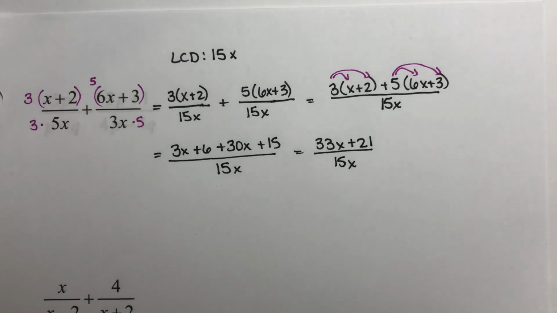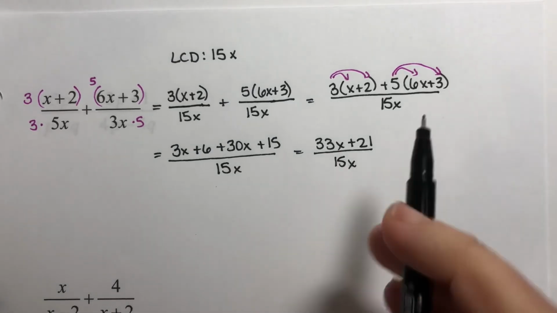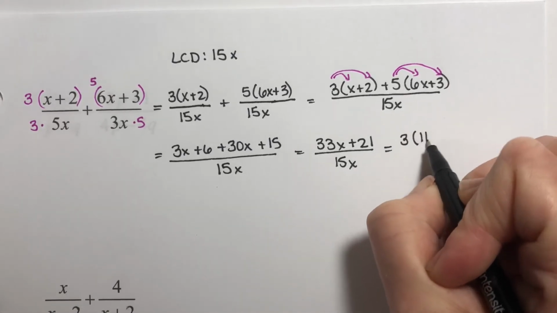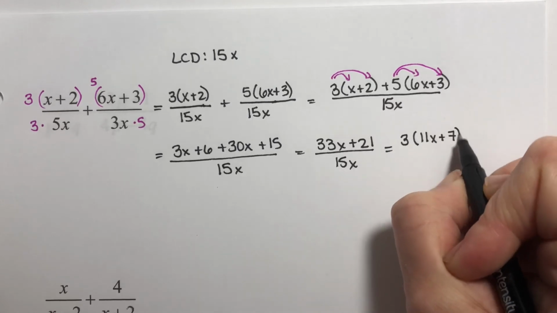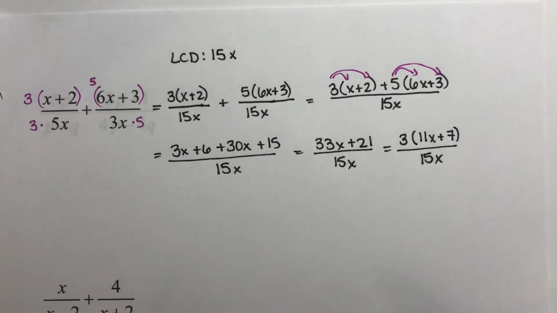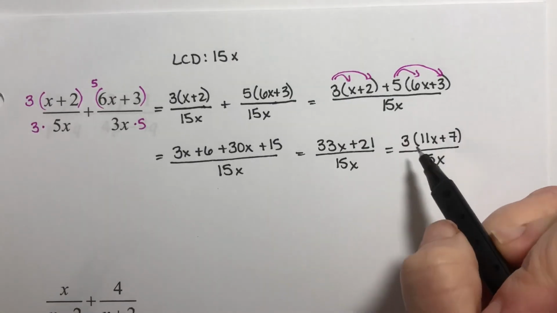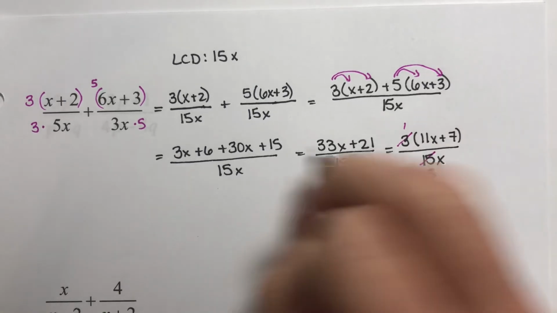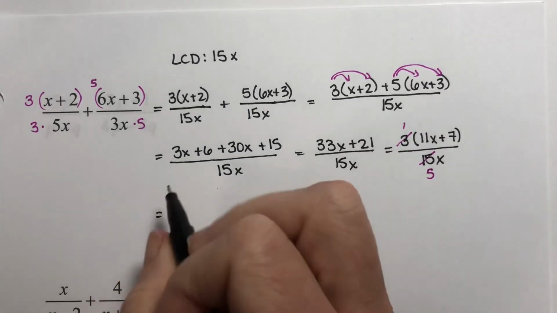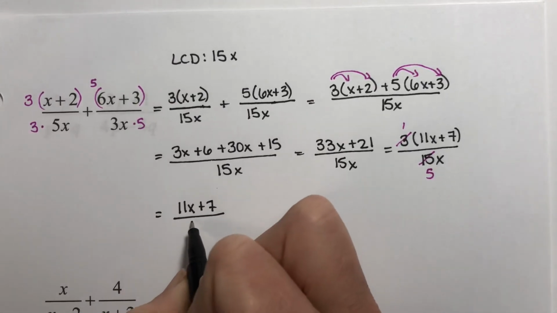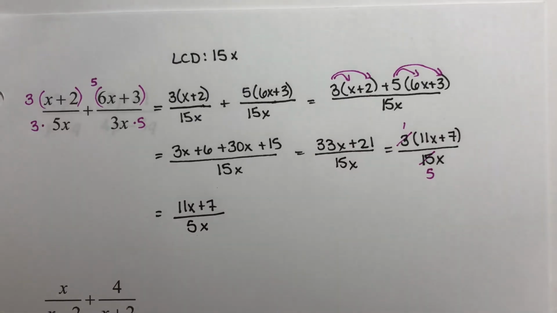Okay, so it's added now. Now I need to get it in lowest terms if possible. I look at the numerator and I see that I can factor out a 3. If I factor out a 3, I get 11x plus 7 over 15x. And now that it is factored, I can reduce the 3 and the 15. If I divide that by 3, I get a 1. Divide this by 3, I get a 5. So my answer will be 11x plus 7 over 5x. And that's as good as that gets.